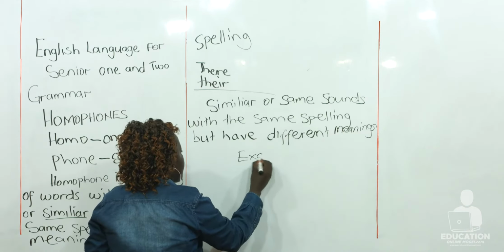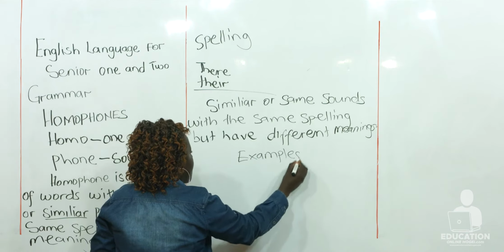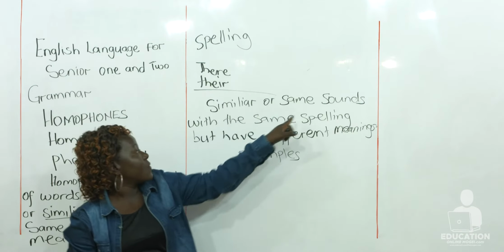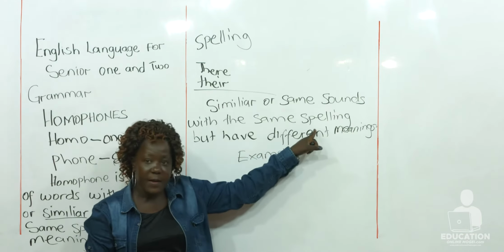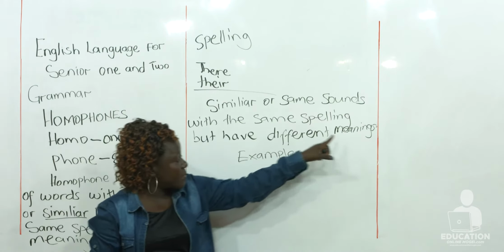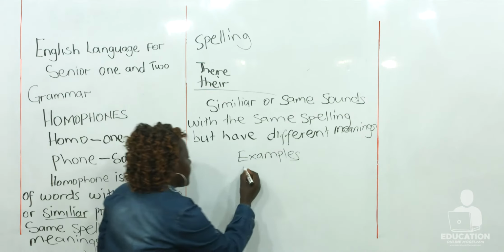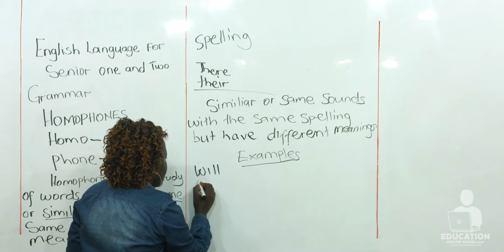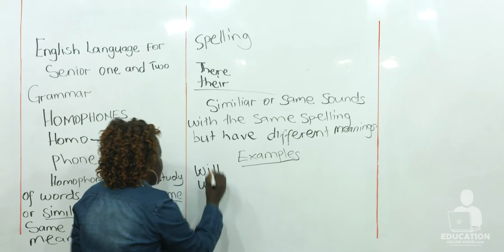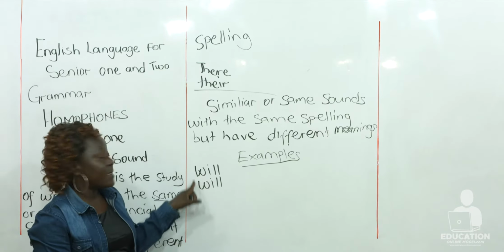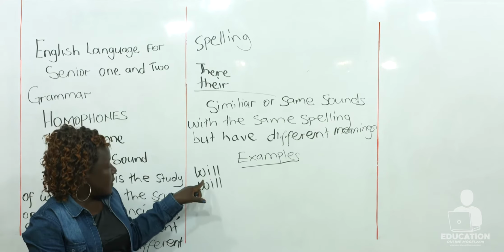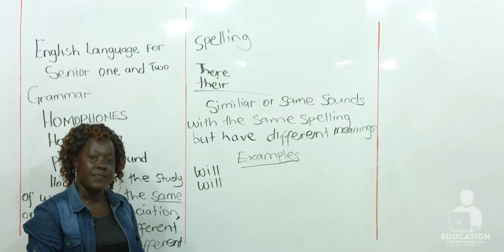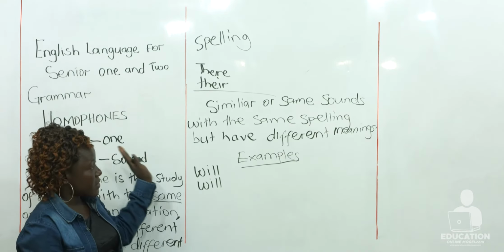Examples. Now look at this one. Similar or same sounds with the same spelling but different meaning. Examples. Will and will. The spellings are the same, yet they have different meaning, but the pronunciation is the same. There is no difference in the pronunciation. Still, it is under homophones.